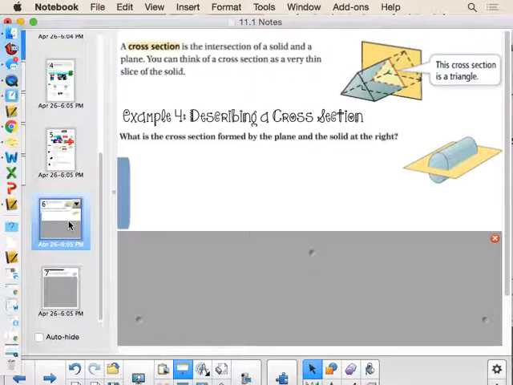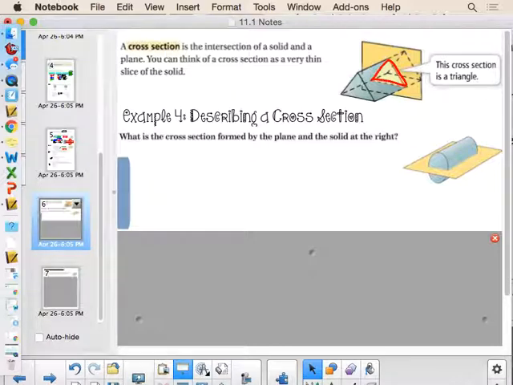Let's keep going. The next idea that we need to have is a cross section. A cross section is the intersection of a solid and a plane. So you really need to get your visualization cap on so you can think about what is getting cut, what shape is produced. Okay? So notice that I have a polyhedron, and when I cut this with a plane, this rectangular looking plane, I'm focusing in on the shape that I'm cutting. Okay? So we need to identify the cross section formed by the plane and the solid at the right.